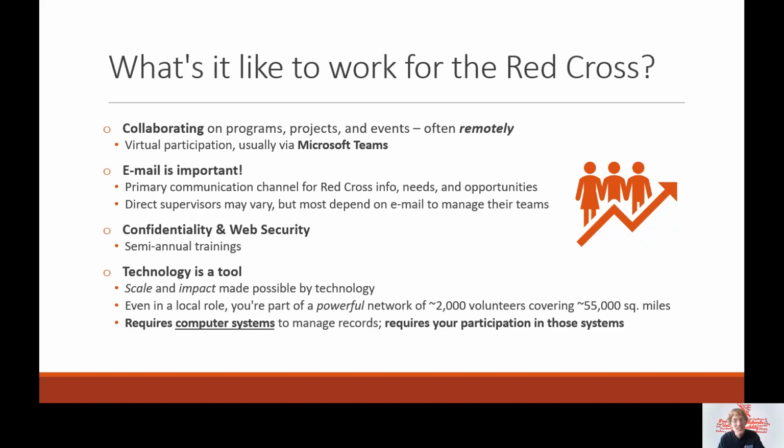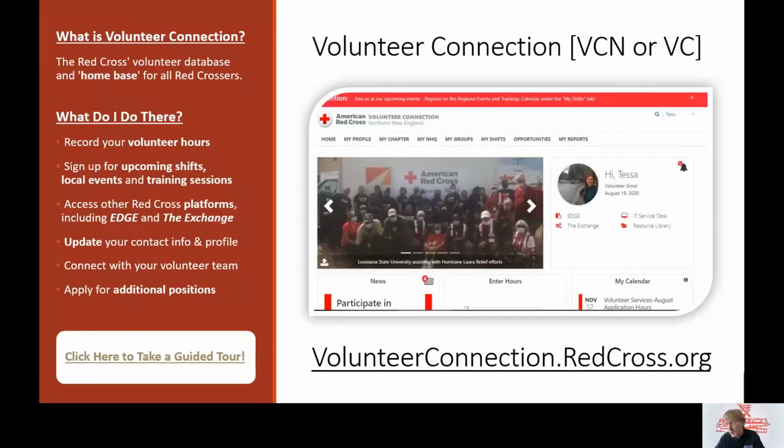Hopefully it's easy to see why. We just want to be able to keep track of what people are doing for us, the kind of programs that we're running, and what our impact is on our communities. So that's all the reasons that we're using technology. And here are the sites that we will use. The most important one is called Volunteer Connection. This is a website that's available exclusively to Red Crossers.